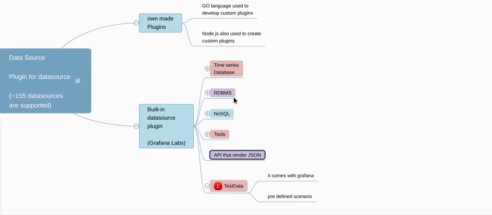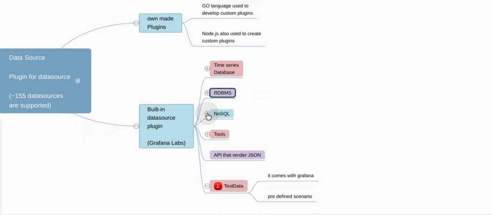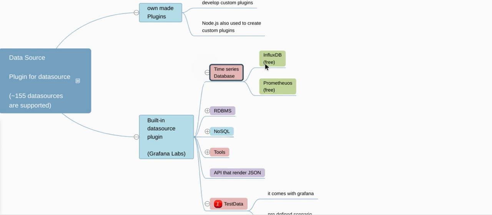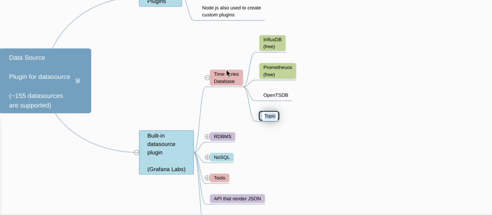Then the RDBMS. These databases are supported: MySQL, Postgres, and MS SQL are free, but Oracle costs, you have to pay. There may be some other databases as well. Then time series databases. Here you can see InfluxDB, OpenTSDB, and Graphite. It also supports some of these time series databases.